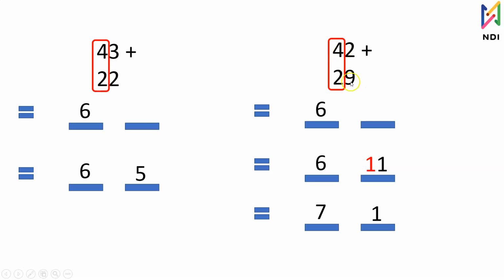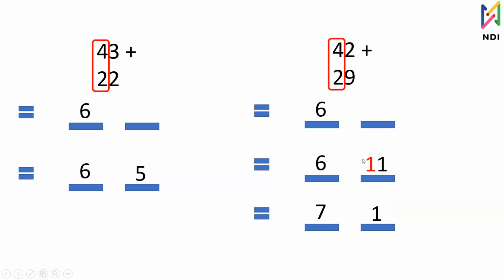So let's see one more example. 42 plus 29. I don't go from right to left. I go from left to right. So I don't add 2 plus 9 to start with. Instead, I add 4 plus 2. 4 plus 2 is 6. We have noted it. Then comes 2 plus 9, that is 11. I mark it in a different color. You can put a circle or whatever, because this number needs to be carried over. So I need to add 1 to this 6, so it becomes 7. So the answer is 71.